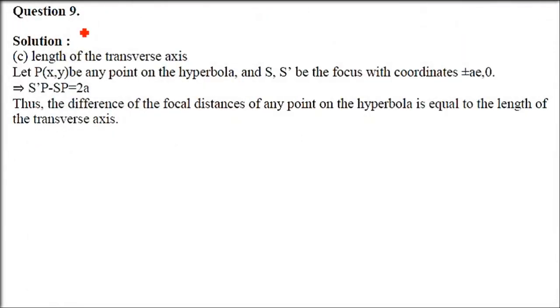Question number 9. Now this we have discussed in the previous question. That's why I took that much time in question number 6. So here the difference of the focal distances of any point on the hyperbola is equal to what? So focal distances are the distances of any point from the two foci. That is D1 minus D2, PA minus PB. And as I already told you, we have already described and proved it, it is going to be 2A.